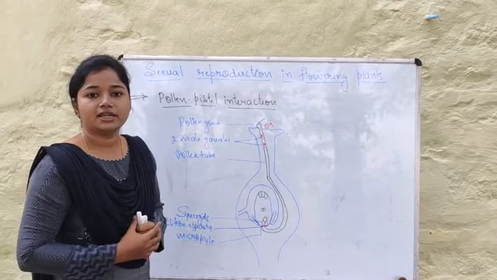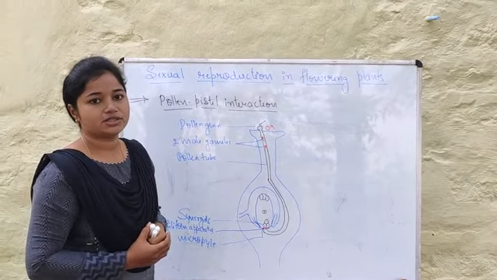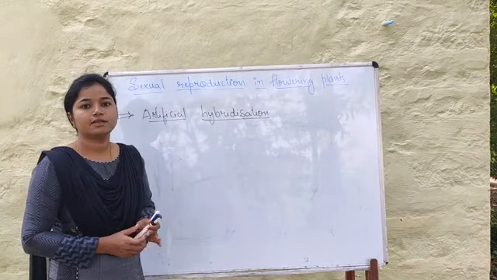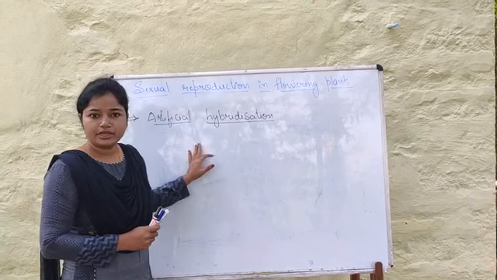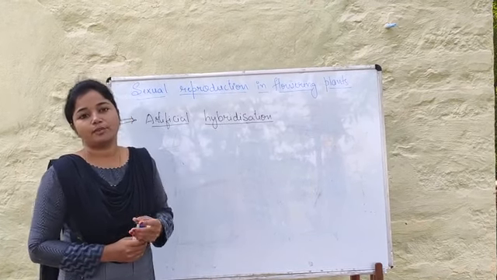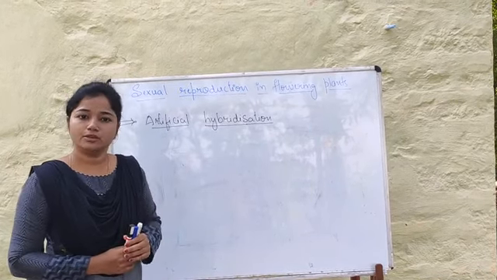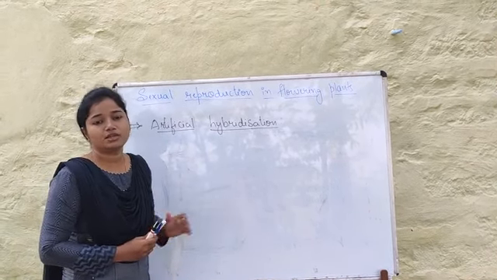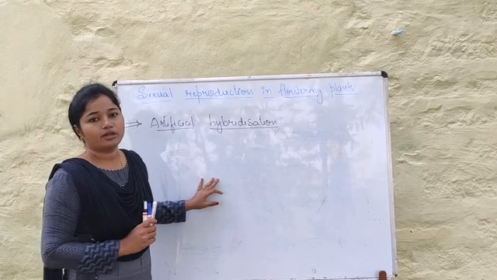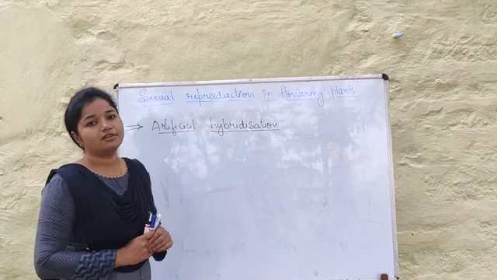So now let us study artificial hybridization. Artificial hybridization is one of the major approaches of the crop improvement program, right? So what does artificial hybridization mean? It is a process in which only the desired pollen grains are used for the pollination and the fertilization.